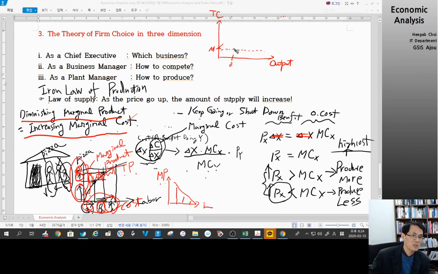And you will incur this much, right? And when you produce the same amount, your extra cost will be much bigger, right? Why is it?